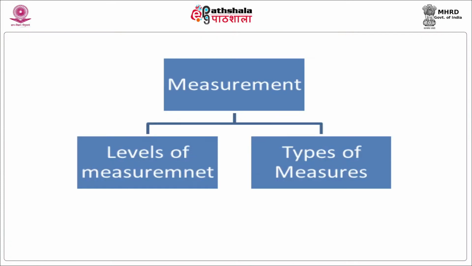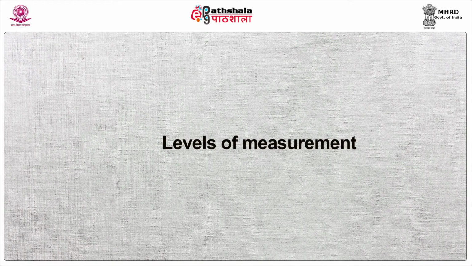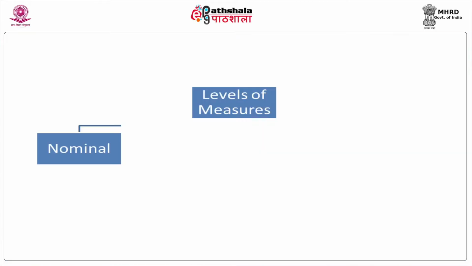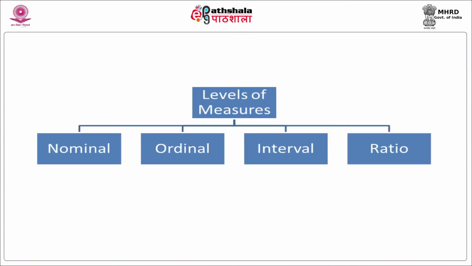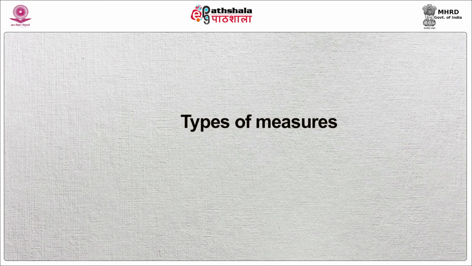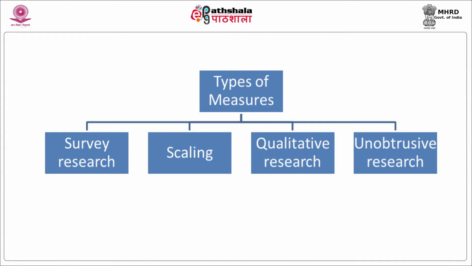There are two aspects of measurement that the researcher has to consider. First, the level of measurement. The levels of measurement refer to four basic types of measurement or scaling, that is nominal, ordinal, interval and ratio. Second is the types of measures. In types of measures, we understand the different types of measures that can be used in social research, especially in tourism research. There are four broad types of measures.